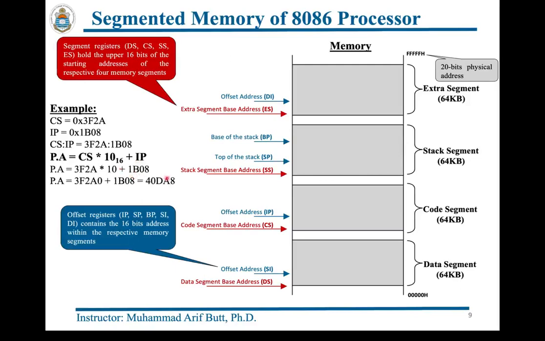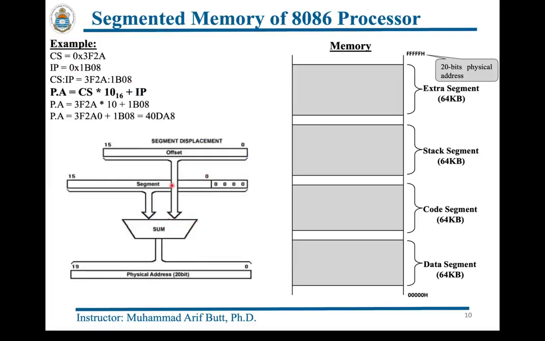which comes out to be 40DA8 in hex. My dear students, this is also known as real mode addressing, which uses a segment register, rather a segment address plus an offset address, 16 bits each, to make an address of 20 bits. Moreover, this diagram pictorially describes how a 16-bit logical address is converted or translated to a 20-bit physical address.